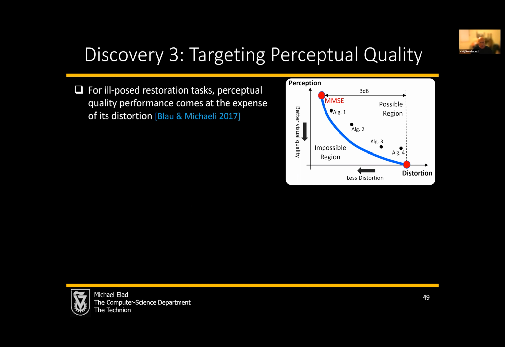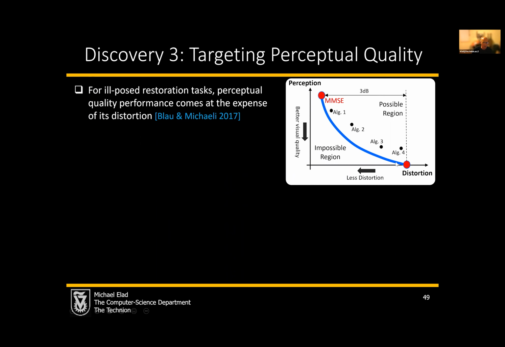This is the other extreme where you say, I'm willing to sacrifice distortion, but I really need the image to look as great as possible. So make it as great as possible, but make the distortion the smallest you can. And what they have proven is that you have to pay exactly 3 dB in migrating from this point to this point. So we are after this point.